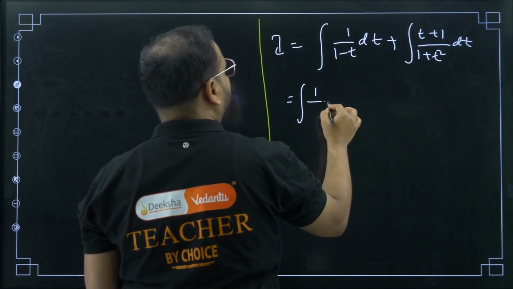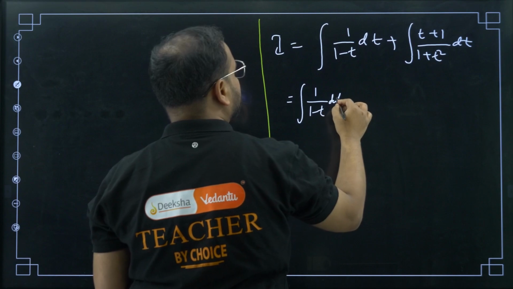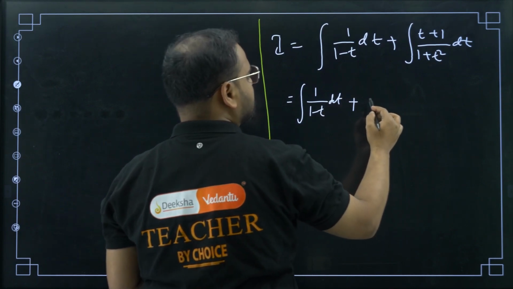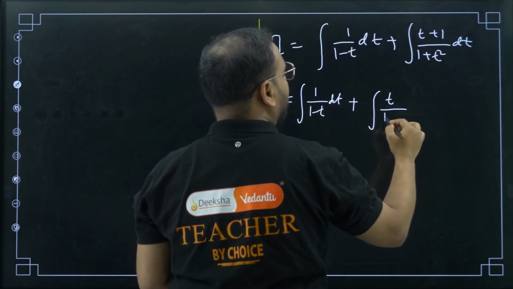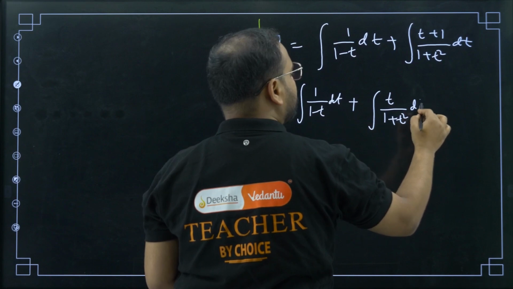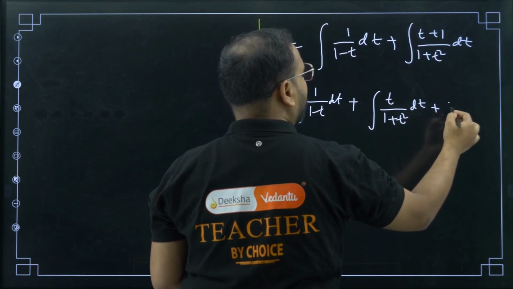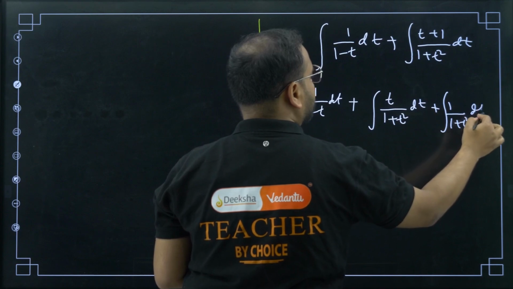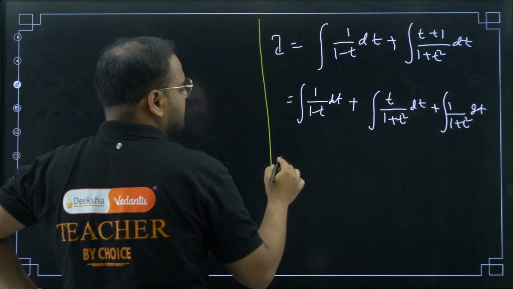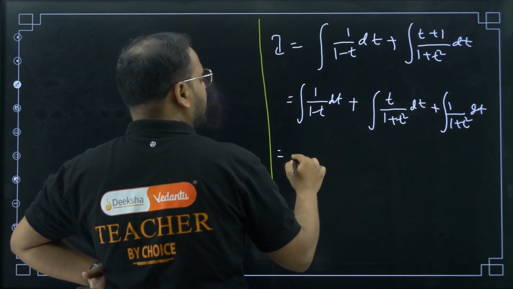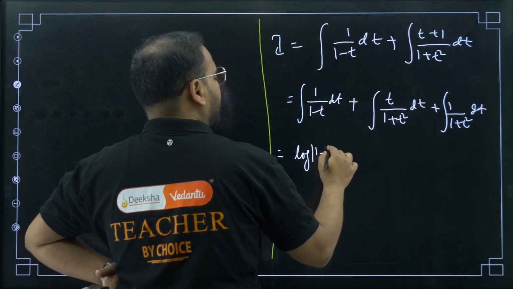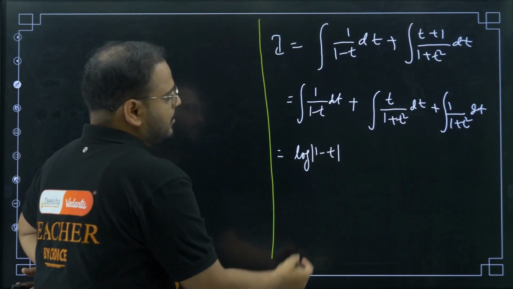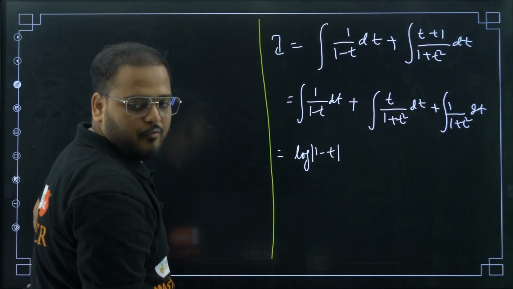Integration of (1 minus t) dt plus, have a look, I am going to break this, t upon 1 plus t square dt plus 1 upon 1 plus t square dt. Yes, now I can check this answer. This is going to be what? Simply log of 1 minus t. Yes, 1 minus t is in the denominator, so log of 1 minus t.